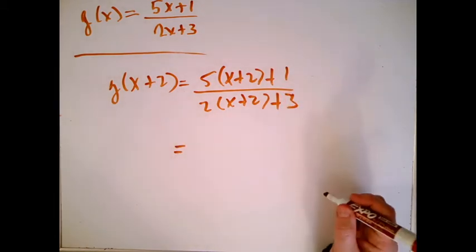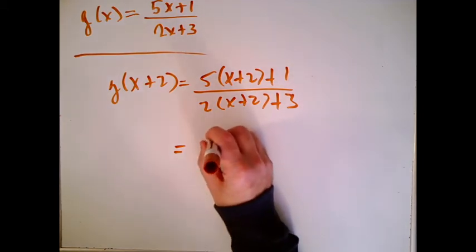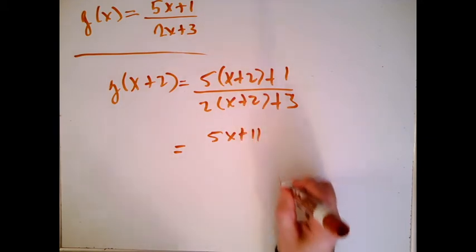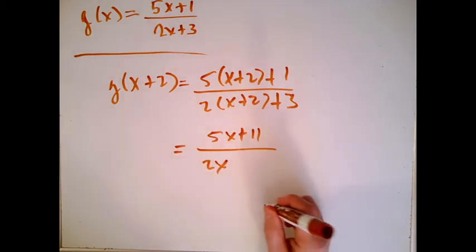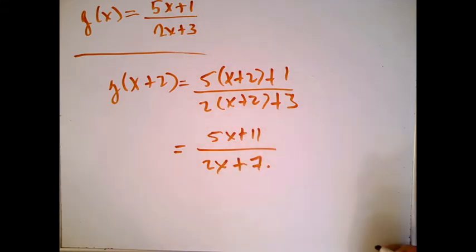And no one ever is just going to let us leave it like that. So I'm going to simplify the top. I'm going to get 5x on top plus 10 plus 11, like that. On the bottom, I'm going to get 2x, and that's going to be plus 4 plus 3 plus 7. And there's our final answer. We get 5x plus 11 over 2x plus 7.